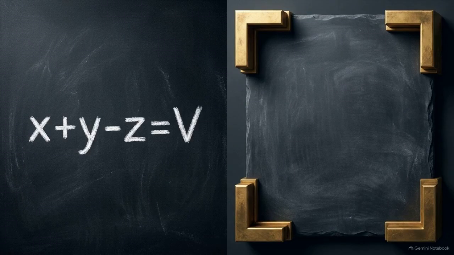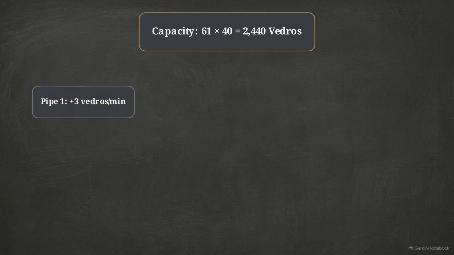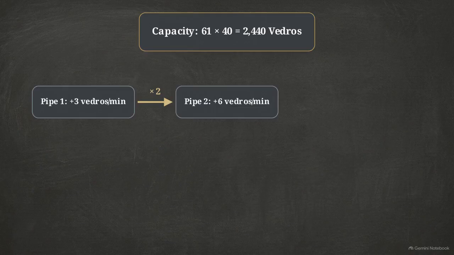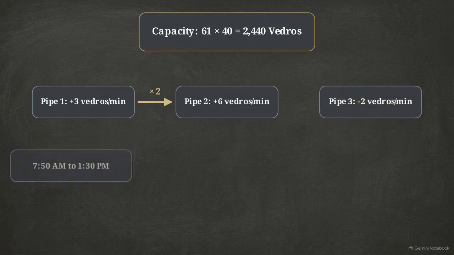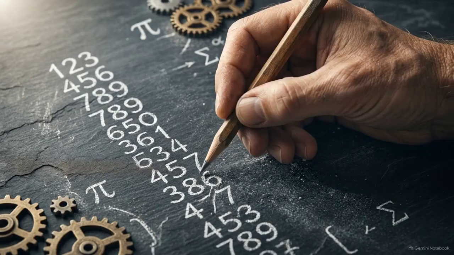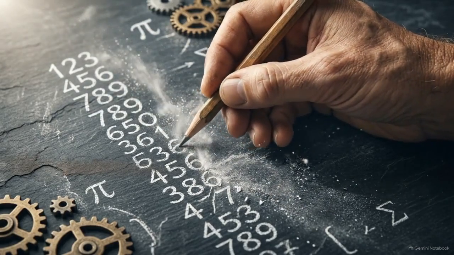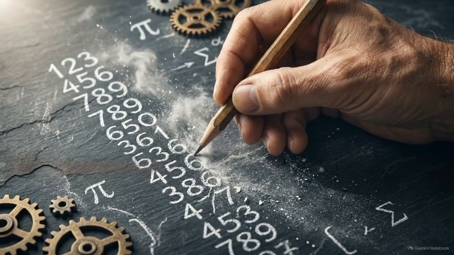Modern students might reach for a system of equations, but these students had to solve it without relying on a formalized algebraic variable. First, 61 barrels must be converted into vedros, holding 2,440 as the capacity ceiling. Next, they track 3 flow rates, plus 3 vedros a minute, plus 6, and minus 2. Then they apply the total time to that net rate. This creates a severe cognitive burden. The student is constantly balancing unit conversions while actively tracking opposing flow rates.